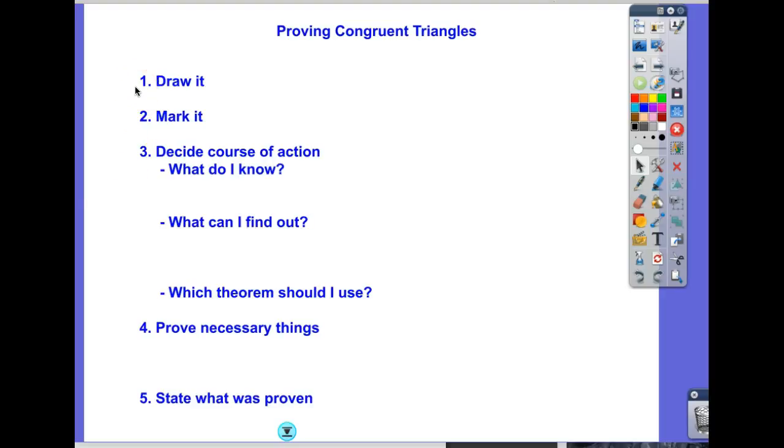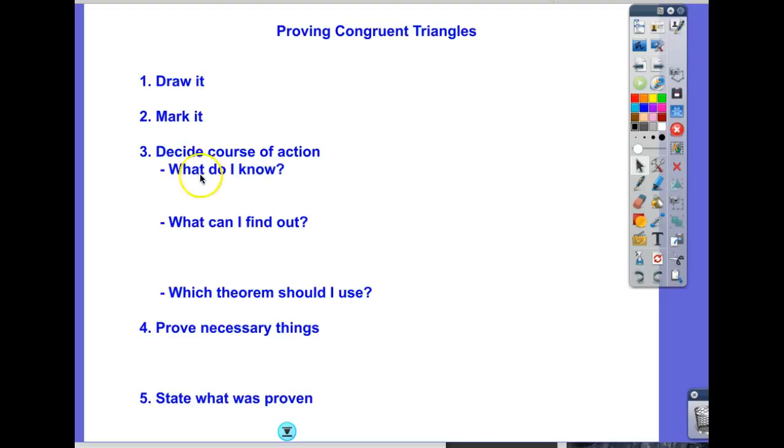The first thing you should do is draw it. I know that there's a picture of it on your screen, and that's great, but if you have it drawn down, then that will really help you, because next you're going to mark it and you're going to say, okay, which parts of these are congruent, what can I use, and what can I figure out. That's really the next step, actually, which is decide your course of action. What are you going to do?